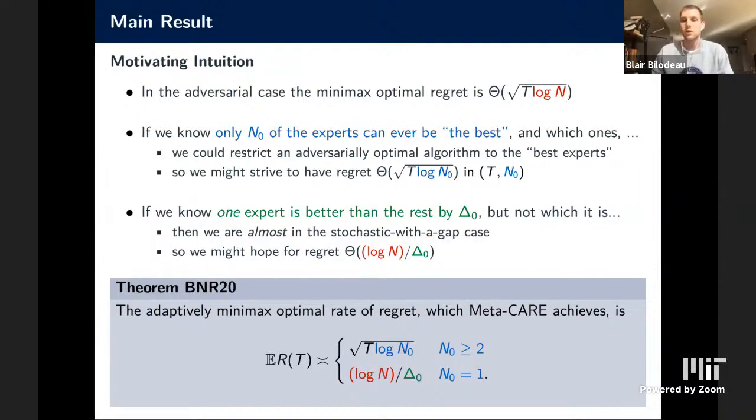And Medicare actually achieves this rate of regret, and it does so without having to know in advance what n0 is, or delta 0 is, or anything about which setting it's in. You can just run the algorithm, and it will get this right rate of regret. So by definition, that means that it's adaptively minimax optimal.